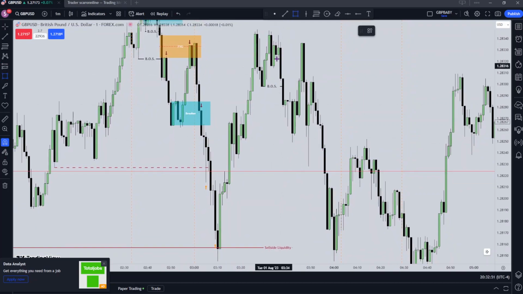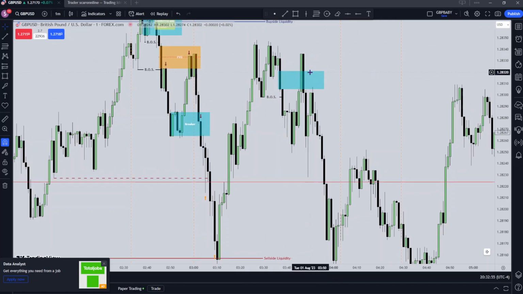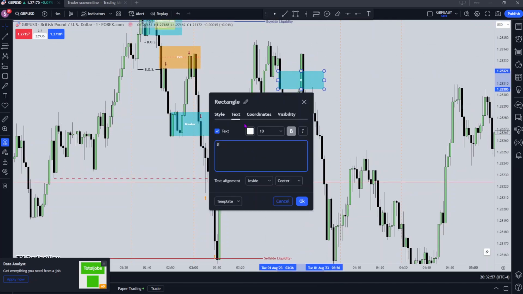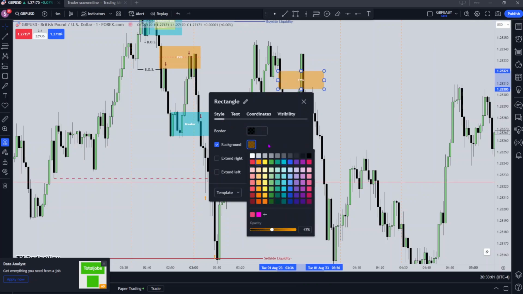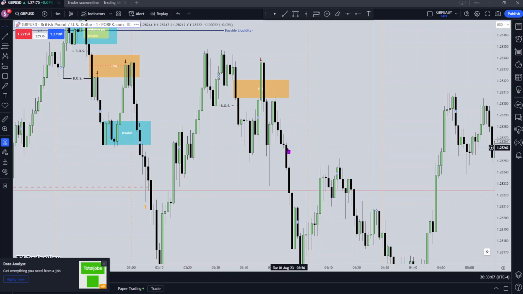Breaker structure. And then do we have a fair value gap? Yes, we have a fair value gap here. We'll make that orange, because fair value, we've done the other one orange, so we might as well make this one orange too. Fair value gap. That's if we wanted to enter again.